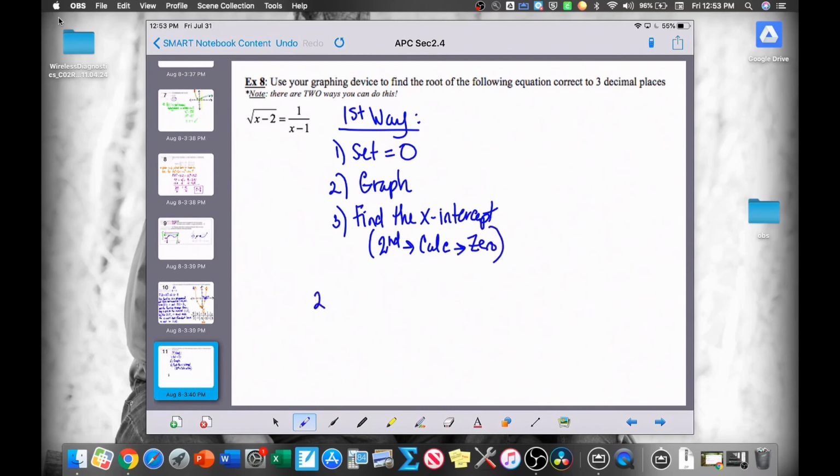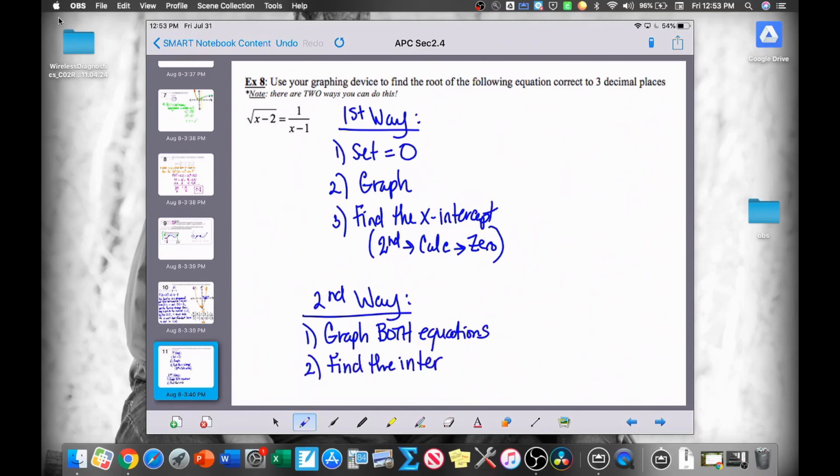The second way, and my preferred way, would be to graph both equations. And then step 2 would be to find the intersection, right? Because if we want to know where the square root of x minus 2 equals 1 over x minus 1, that's going to be where those two graphs cross each other. And that's going to be second level, calculate, intersect. All right, so right now I am going to do the second way.